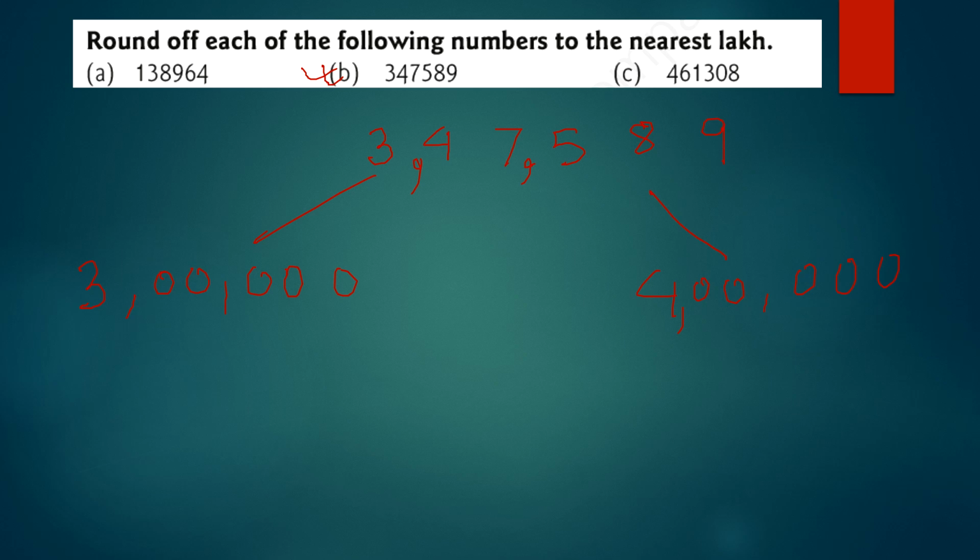You see it's lakhs, so you will add 1 lakh here. So it becomes 4 lakh in the bigger range. Then from 3, look to the right. You see the digit is 4. So 4 is smaller than 5. So the answer will be 3 lakhs. That's it.